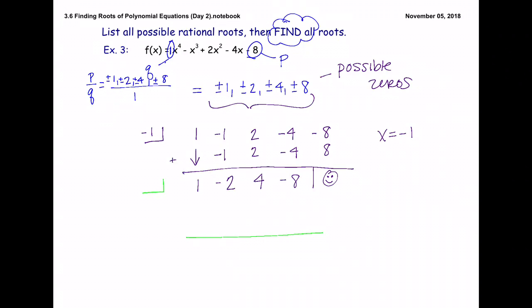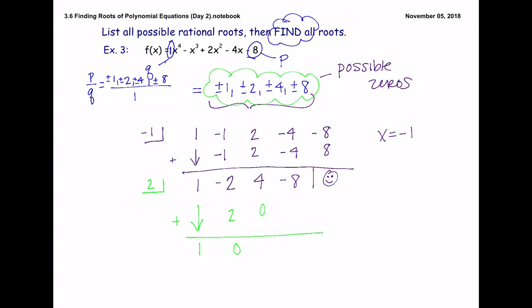We just need to choose another possible 0, and I'm going to choose 2. You can choose any of these numbers up here. -1 already worked. You could use it again, but in this case I'm going to try a 2. Drop your first term. 1 times 2 is 2. Add those up, you get 0.